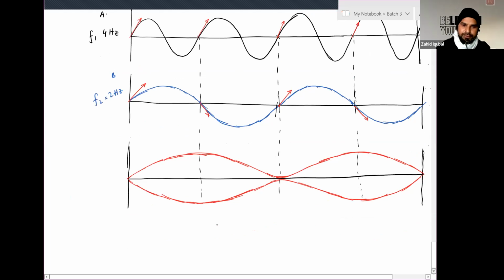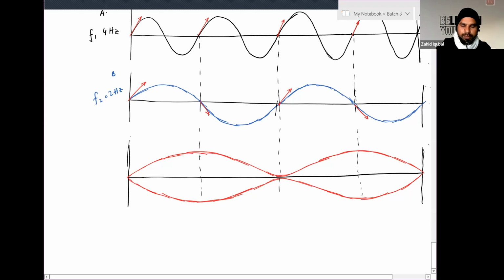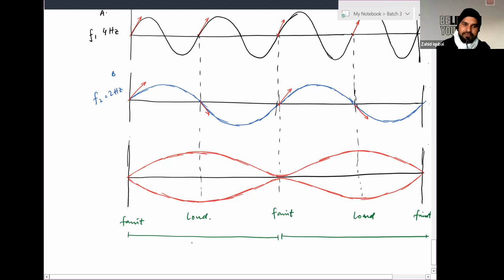So in this part, we have two different terms. A point having maximum amplitude is called loud sound, and a point having minimum amplitude is called faint sound. One complete loud and one complete faint sound is called a beat. So we have one beat at this point and one beat at this point.